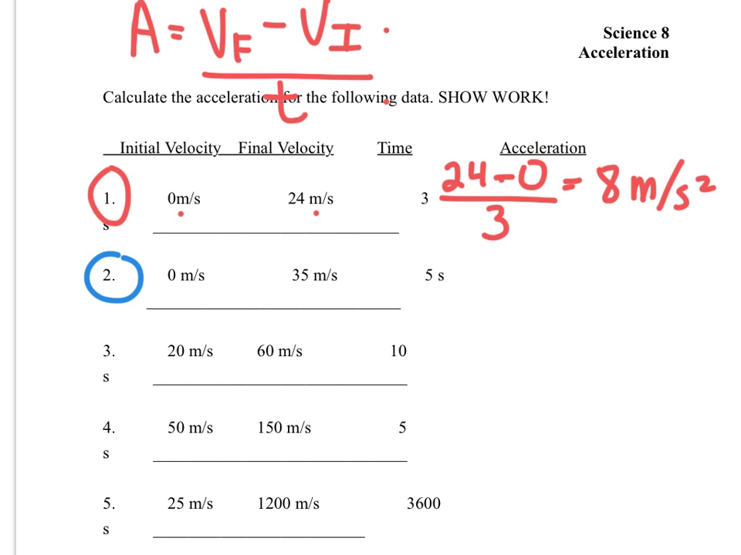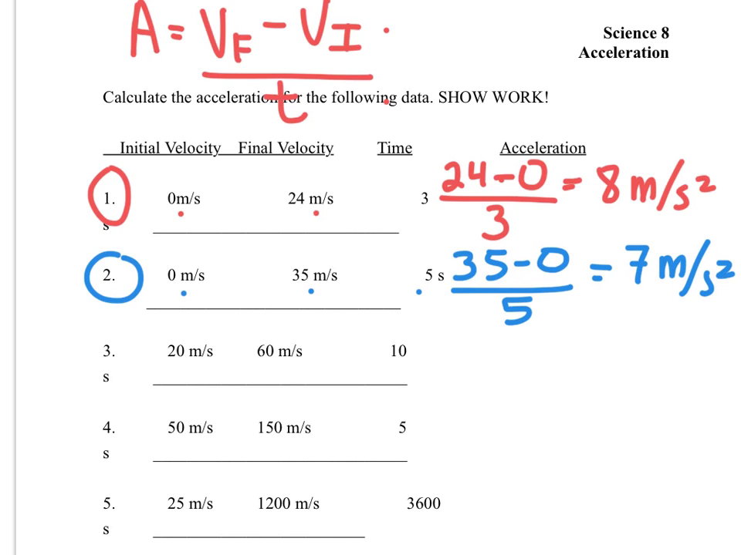Number 2, 35 minus 0 divided by 5. Our time is here. Okay, final velocity minus initial velocity divided by the time. So that'll give us 7 meters per second squared.